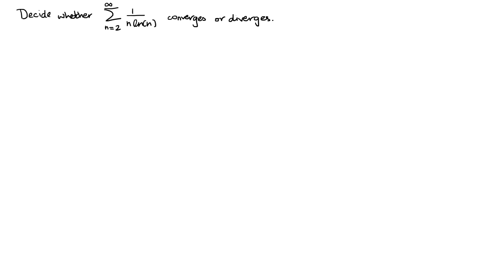Okay, in this problem we want to decide whether the series from n equals 2 to infinity of 1 over n log n converges or diverges. As always, we start with the divergence test. And we see that the limit as n goes to infinity of the terms is just equal to 0, right? Because both n and log of n are approaching infinity. Okay, so there's no conclusion.